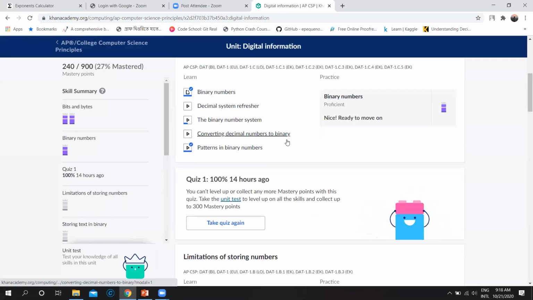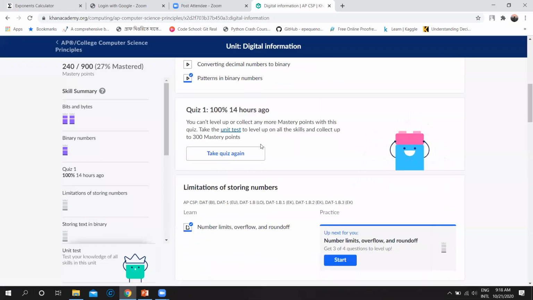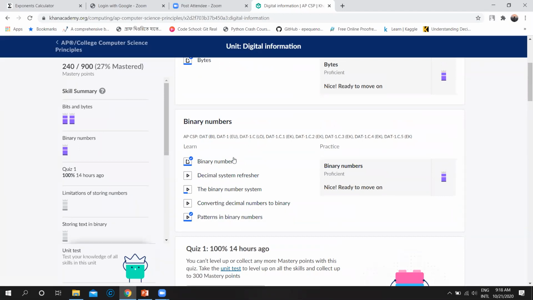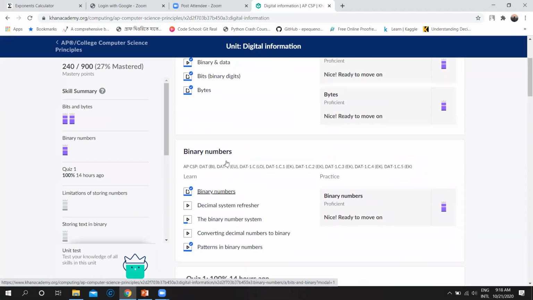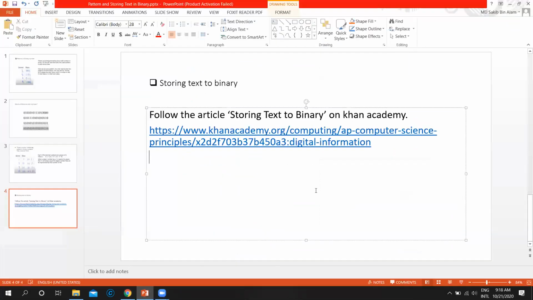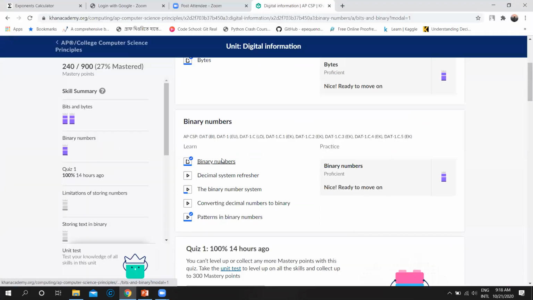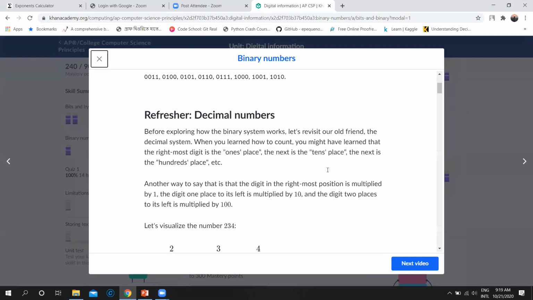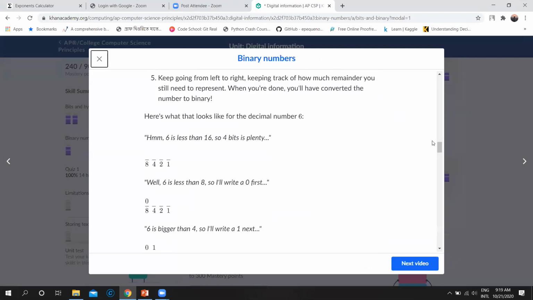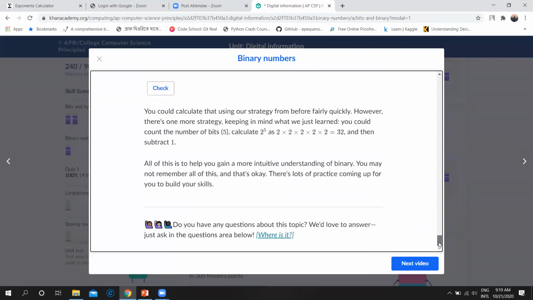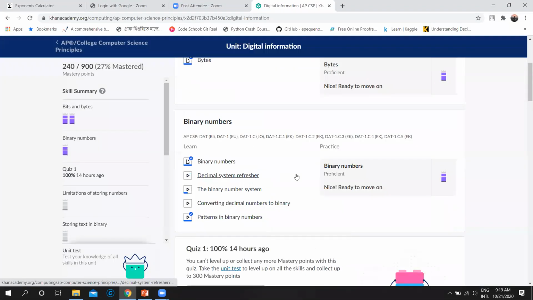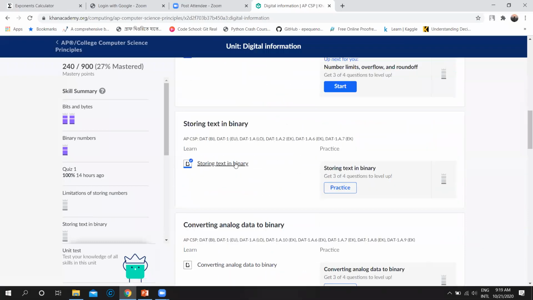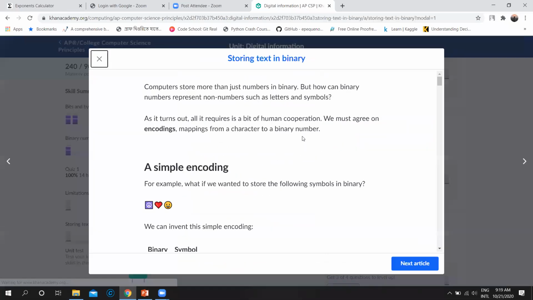That is this article. Maybe this one, not binary numbers. Maybe I have to copy this actually. Maybe this is the video one. I think this one. Sorry, actually no, this was our first one. Oh, sorry, storing text. So storing text in binary. So this is the article, storing text. If you read through it, you'll get some idea about it.